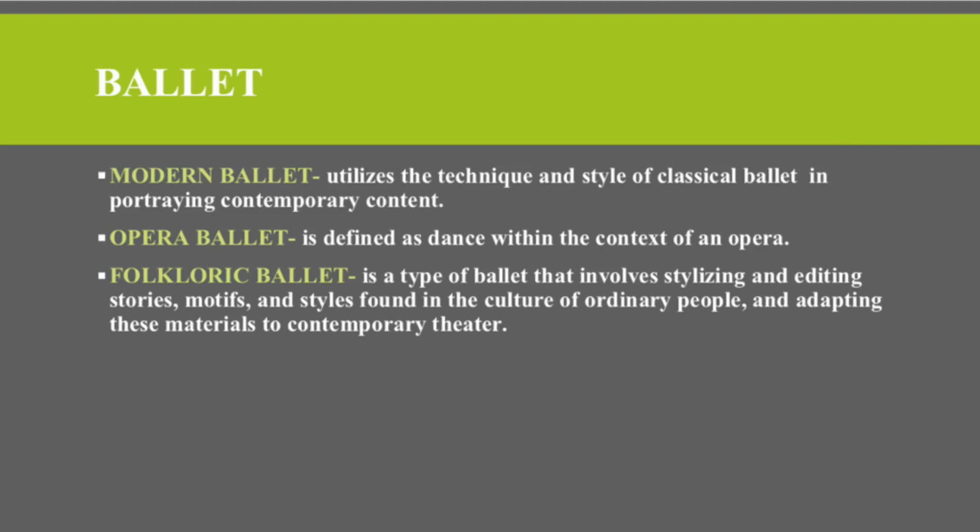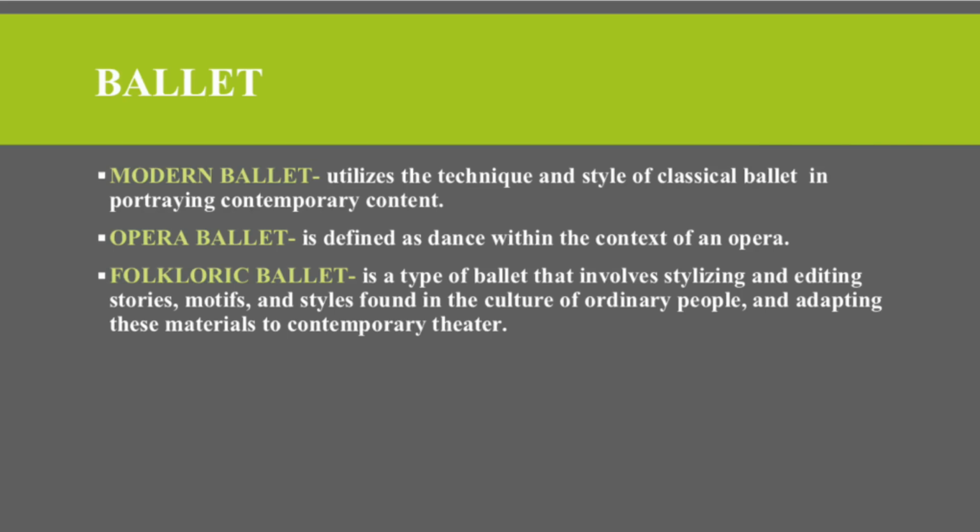Now let's talk about the modern ballet. It utilizes the technique and style of classical ballet in portraying contemporary content. So techniques in modern dance may be adapted in modern ballet, such as bound and rebound, and contraction and release. Modern ballet may also use natural movement. Next, we have the opera ballet. It is defined as a dance within the context of an opera. So rock opera ballet, which began in the 1970s, is an offshoot of the opera ballet.